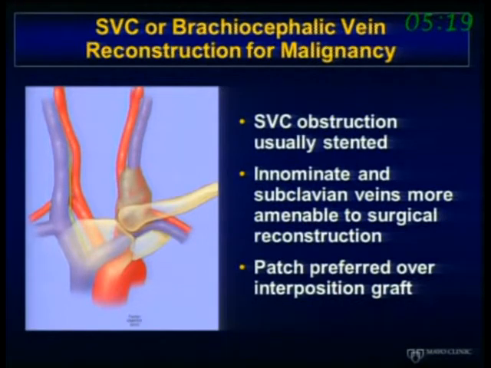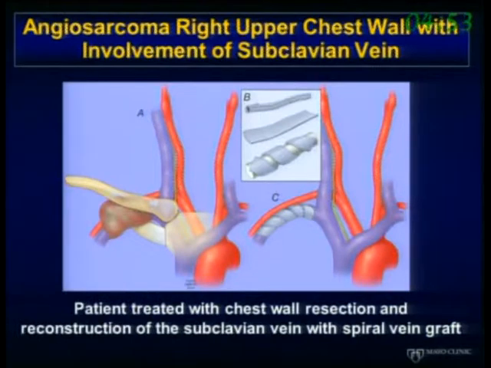If we look at the role for reconstruction for malignant disease, again, SVC obstruction is usually stented. However, the innominate and subclavian veins are more amenable to surgical reconstruction, and we've done this in patients with locally recurrent thyroid cancers, either papillary or medullary, some patients with angiosarcomas, and a few patients with malignant or benign nerve sheath tumors. Similar to the IVC position, we prefer a patch over segmental replacement. I'll just give you 3 examples of patients that I've operated on, and these are shown schematically.